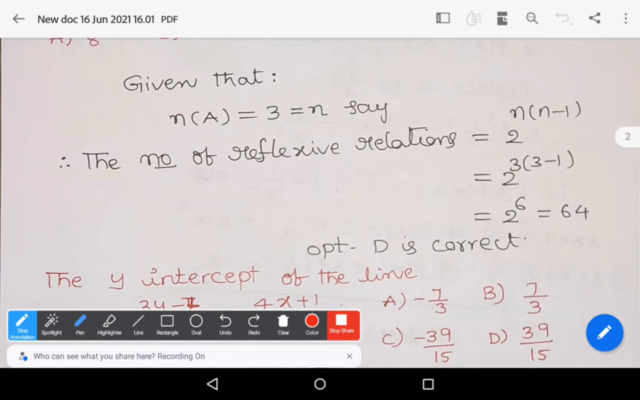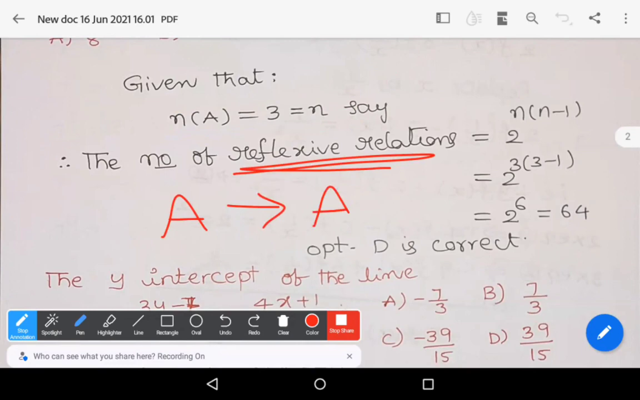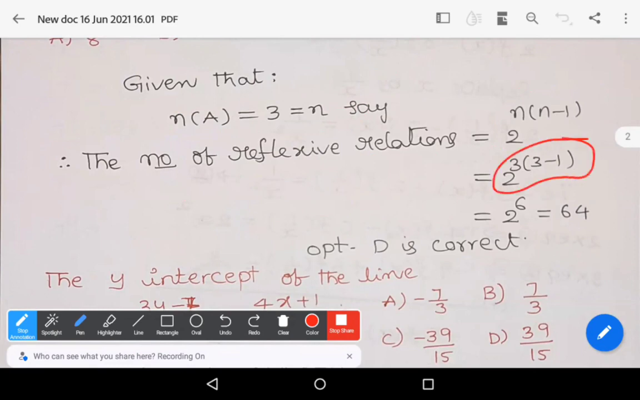The number of reflexive relations from a set capital A into capital A is nothing but 2 power n into (n minus 1). That is nothing but 2 power 3 into (3 minus 1). You get 2 power 6, which is equal to 64.